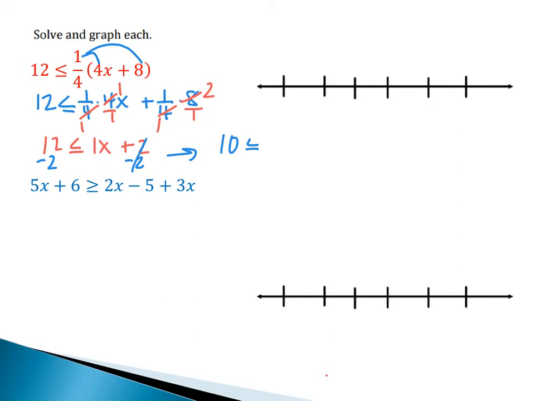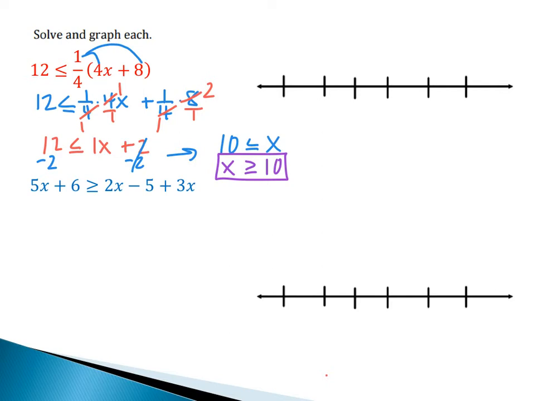Okay, 1x is simply just x. So I don't need to divide by 1. I don't need to waste my time with that extra step. What I have here is 10 is less than or equal to x. Again, I like to write this in the correct order from left to right. So I have x, the opening is pointing towards x, so I'm going to go greater than or equal to 10. Okay, it might help some of you to write it that way.